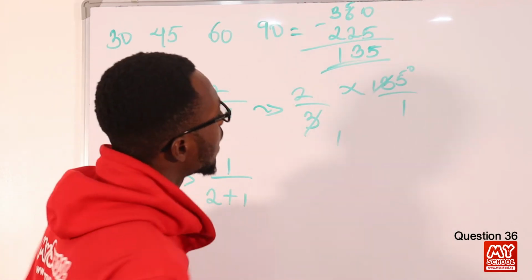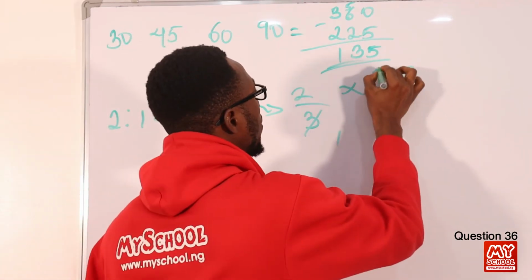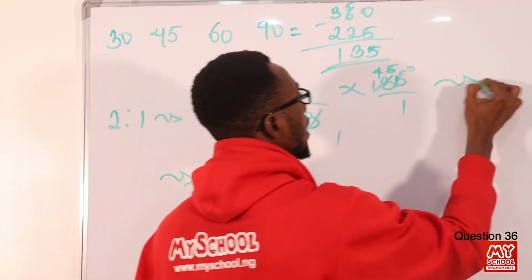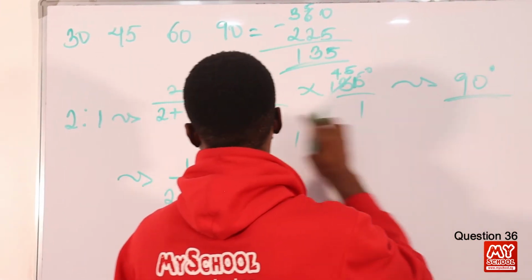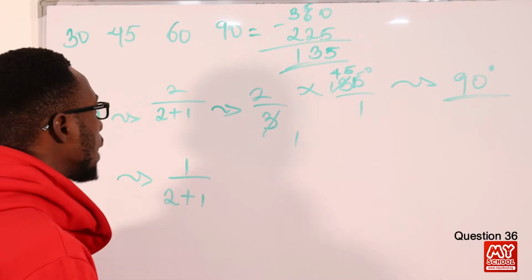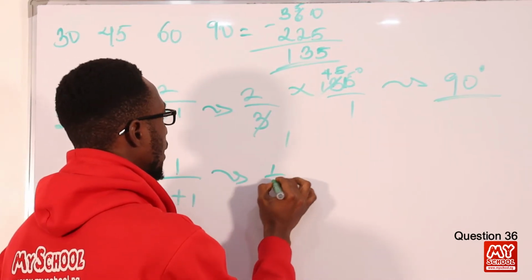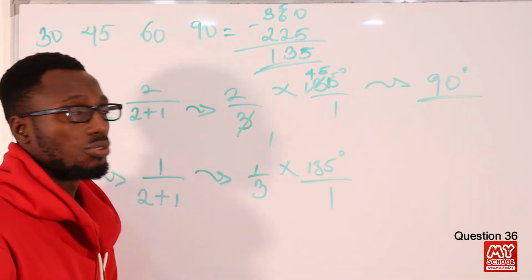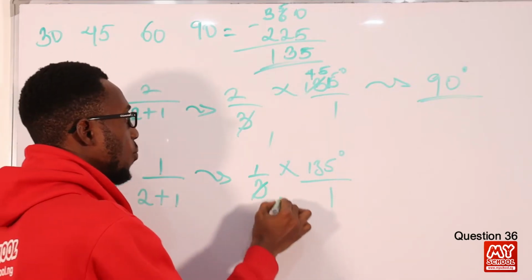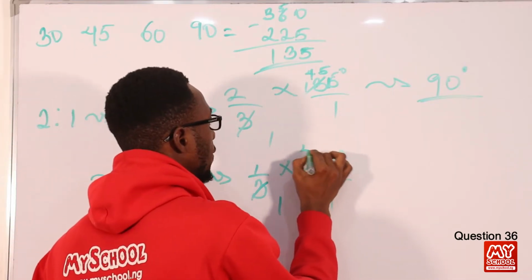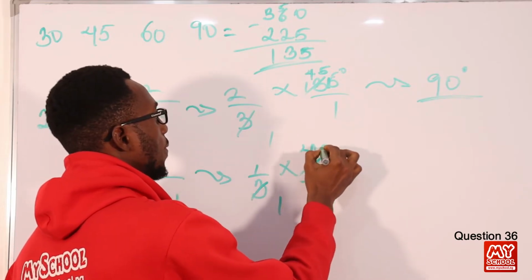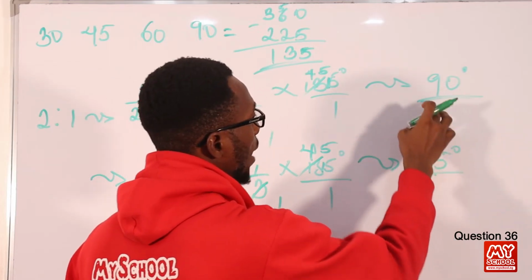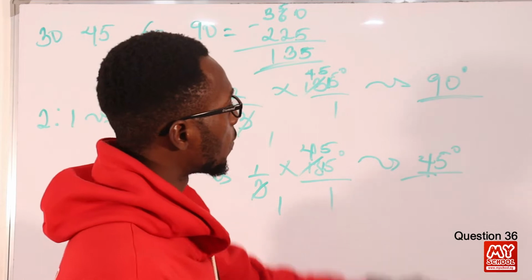3 here 1. 3 in 13, that should go 4 times, remaining 1. So 3 in 15, that is 5. So 45 times 2, that is 90 degrees. So the bigger portion of this is actually 90 degrees. So let's see the other part. That will be 1 over 3 times 135 degrees over 1. You can actually use your calculator to shorten this process. So I have 3 in 13, that is actually 4, remaining 1. 3 in 15, that is 5. 45 times 1, we have 45 degrees.